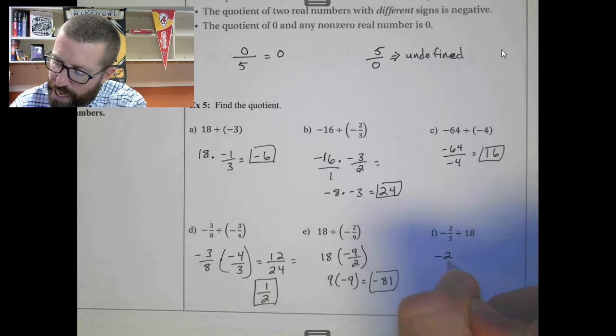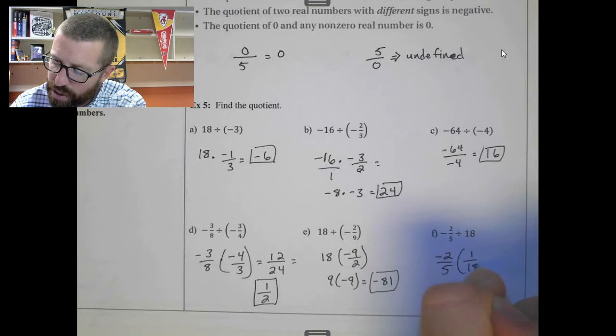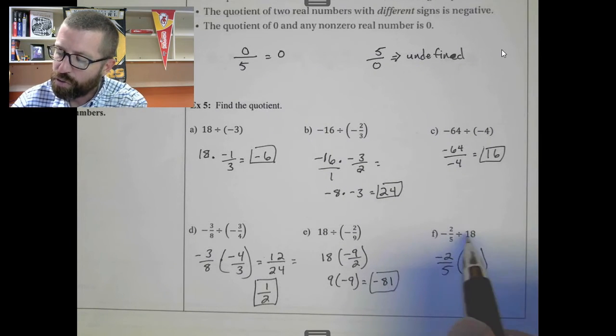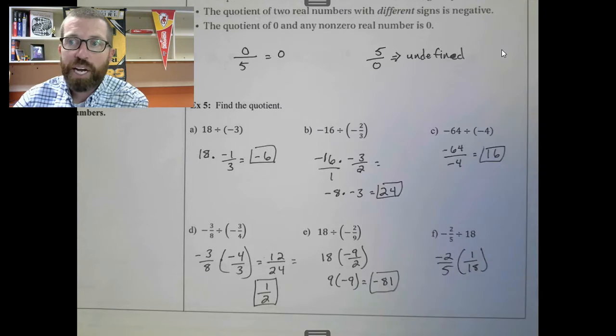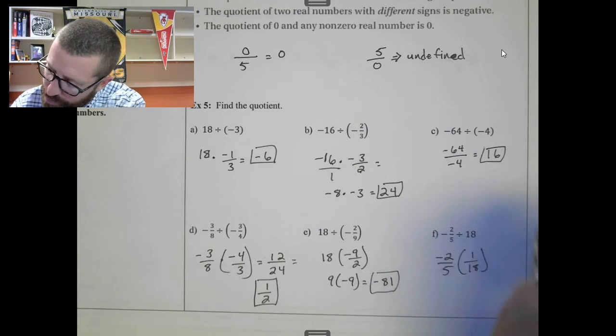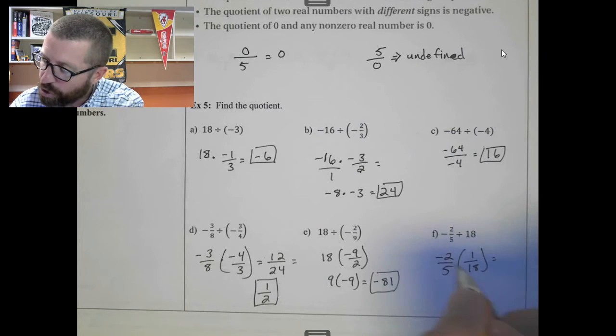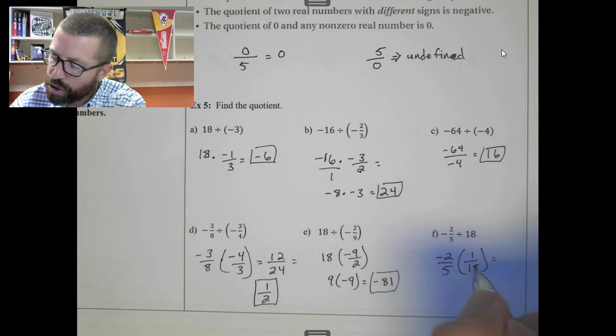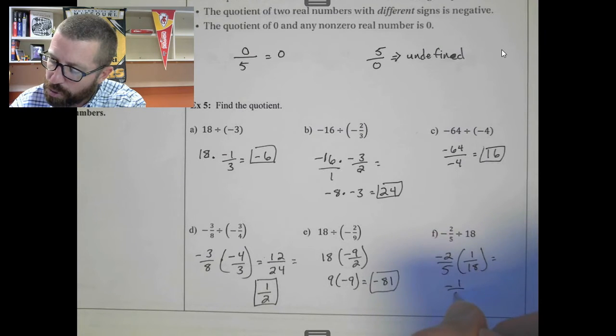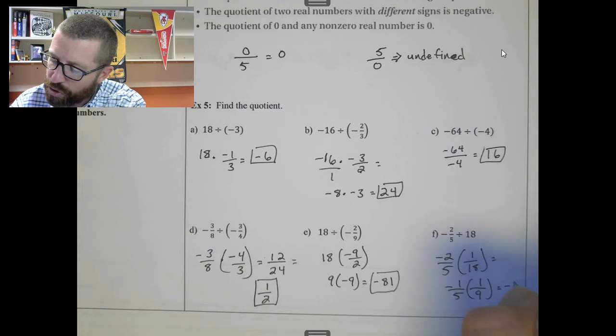And here, this would be -2/5 times 1 over 18. So dividing by 18, you multiply by the inverse. And so this is, we'll multiply. Actually, let's reduce first. 2 goes into 18 9 times. And so that's -1 over 45.